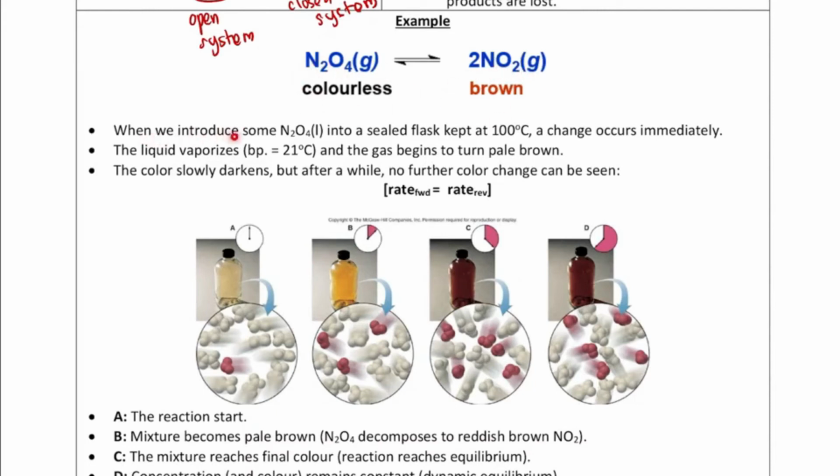Okay, so when we introduce some of N2O4 liquid into a sealed flask kept at 100 degrees Celsius, a change occur immediately. Okay, so a change tu maksudnya from liquid ni, this N2O4 akan vaporize lah jadi gas. Okay, so the liquid vaporize and the gas begin to turn to pale brown. Okay, so kiranya bila N2O4 ni vaporize, dia akan jadi NO2. Okay, so the colour slowly darken but after a while no further colour change can be seen.